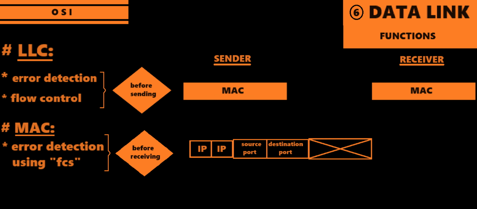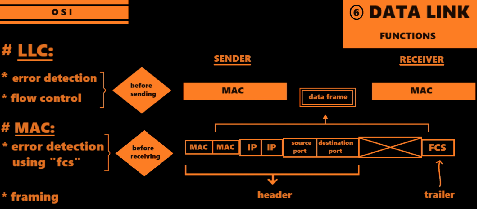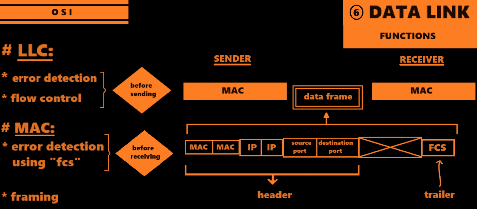FCS is a value that will be calculated in the sending process according to a specific algorithm. Then, it will be added to the trailer of the message. This value will be checked in the receiving process to see if it's the same, to accept it, or not the same, to reject it. In addition to the FCS at the trailer, the MAC addresses will be added at the header of the message in the framing process. We call this structure the data frame.